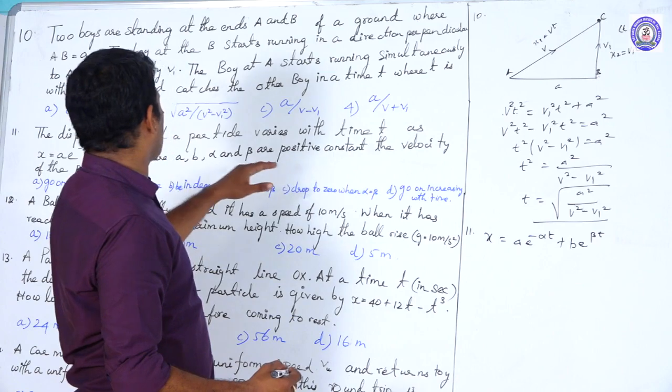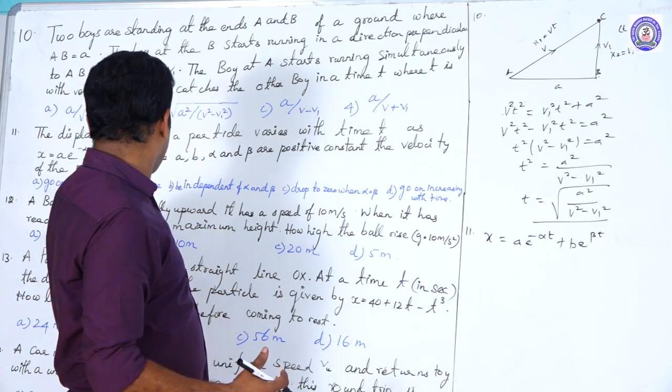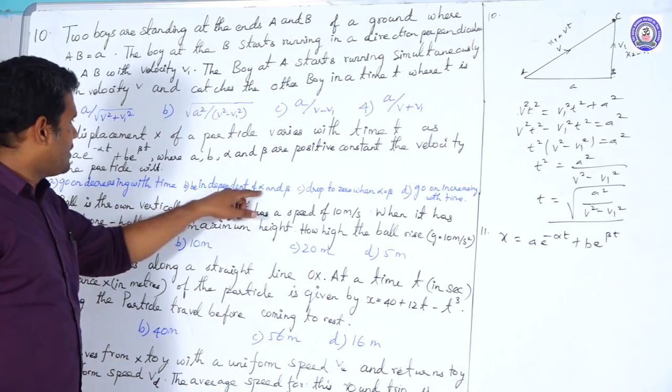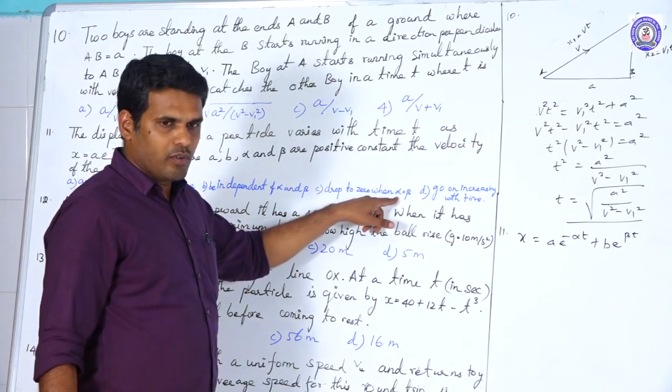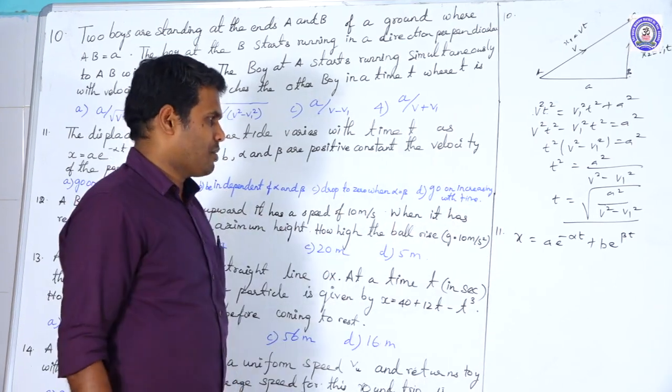They are asking you to calculate the velocity of the particle. How will the velocity of the particle be? They are given in terms of statements. It goes on decreasing with time. It is independent of alpha and beta. It drops to 0 when alpha equals b. Beta goes on increasing with time. How will you check it out?